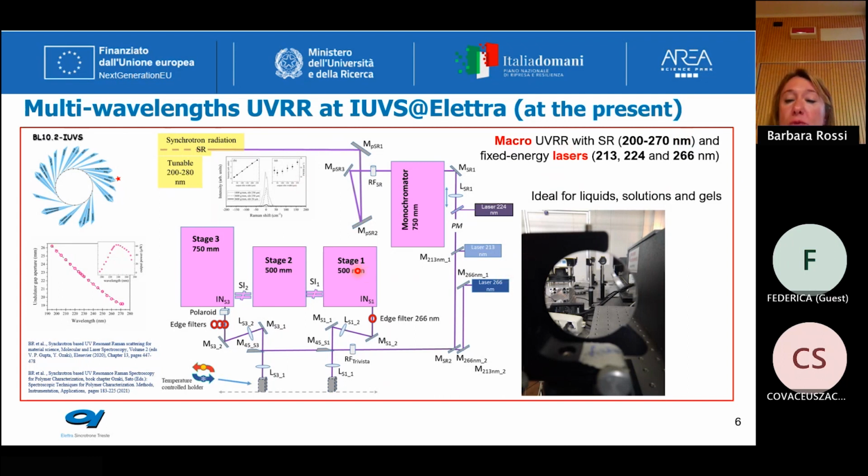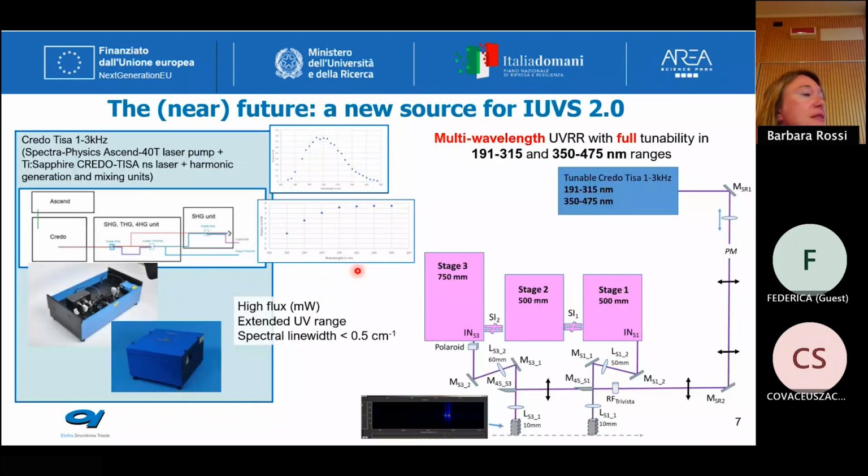This is the layout of the beamline at present, and this is the near future, the new source of the IUVS 2.0 beamline. This upgrade is in the framework of the general upgrade of Elettra Sincrotrone, the project of Elettra 2.0, in which we plan a strong upgrade of the whole Elettra synchrotron storage ring.